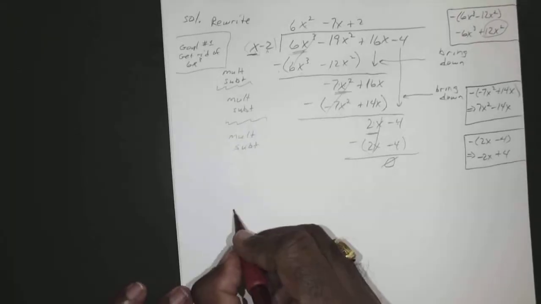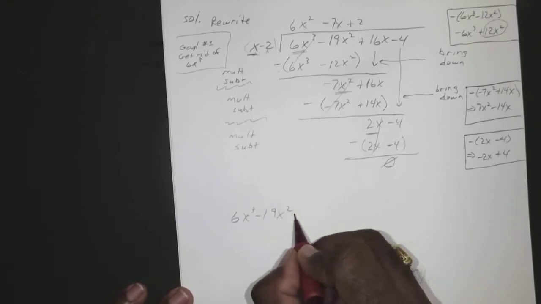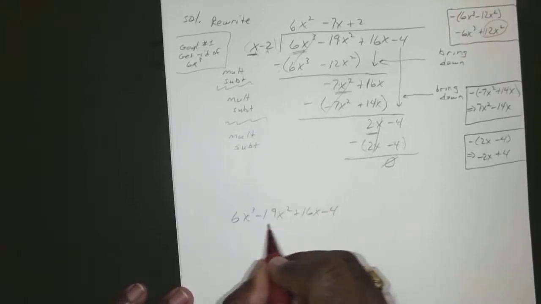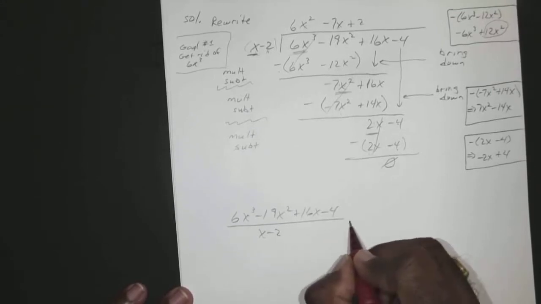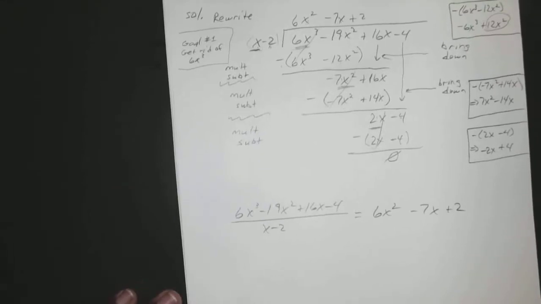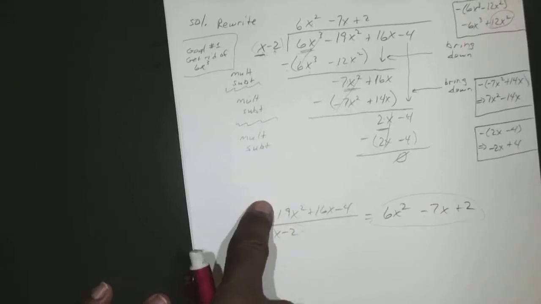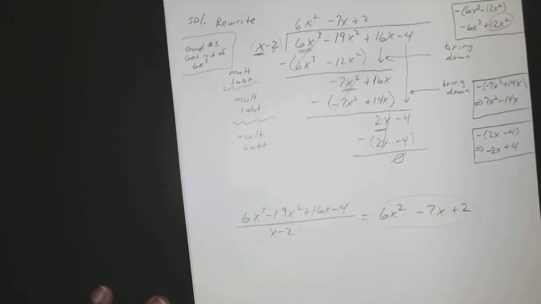Okay, so we can honestly say that 6x to the third minus 19x squared plus 16x minus 4 divided by x minus 2 is equal to 6x squared minus 7x plus 2. Okay, and you can actually check by multiplying these two together. If you multiply these two together, your answer and your denominator, you should get your numerator. All right, so any questions on that one?